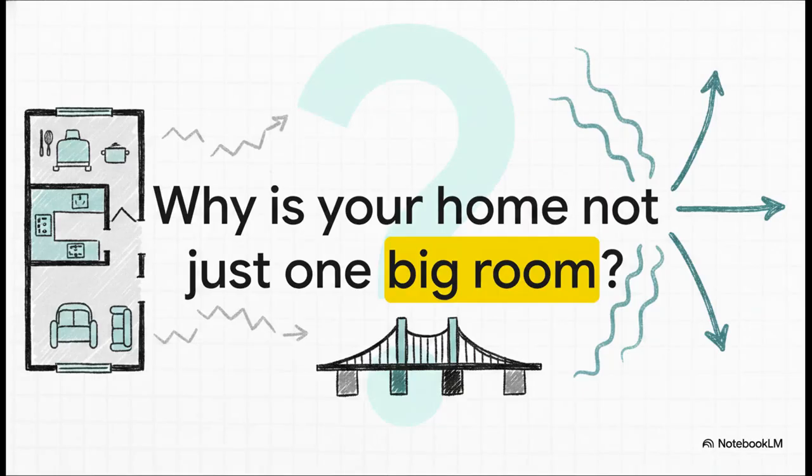So just think about it for a second. Why isn't your house or apartment just one giant open room? I mean, you've got a kitchen for cooking, a bedroom for sleeping, a living room for hanging out. Each one of those spaces has a super specific job. But why? Well, it turns out the answer lies in this fundamental force that shapes pretty much everything we built.